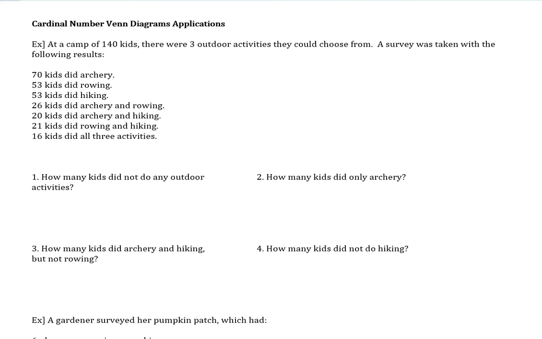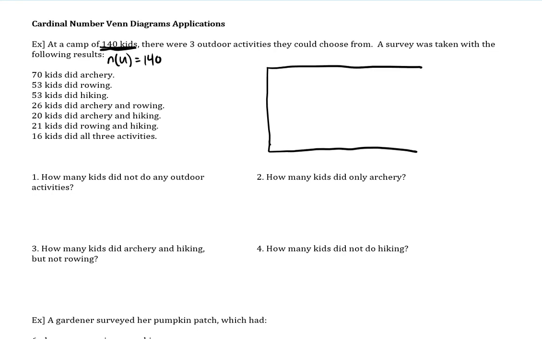All right, so on this problem, it says at a camp of 140 kids, there were 3 outdoor activities they could choose from. A survey was taken with the following results. Okay, and there are all the results. One thing from the start is this is the number in our universe, the cardinal number. This is where it's a nice way to use your notation. It's 140, so I know that all of my regions should add up to 140.